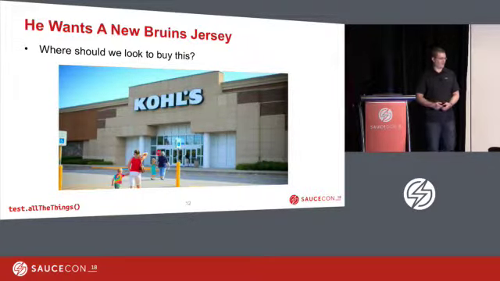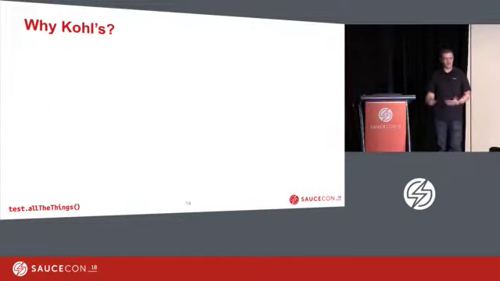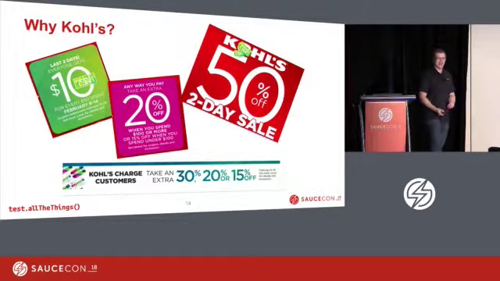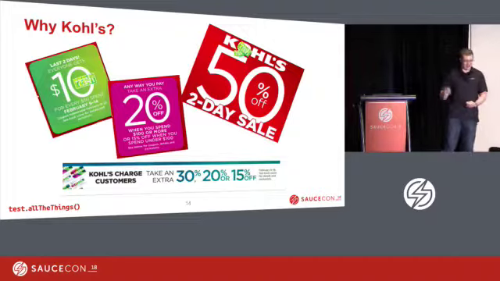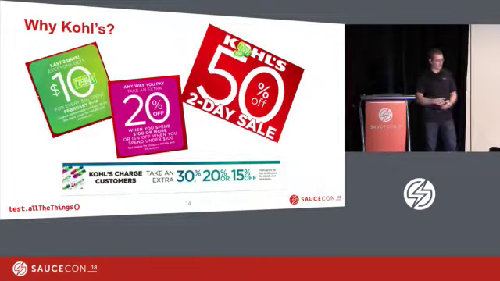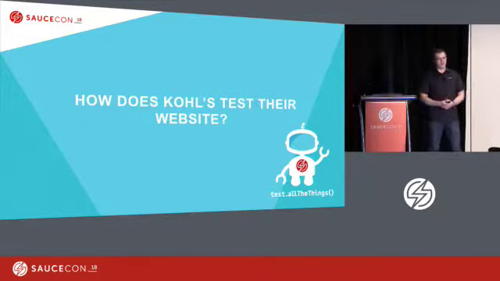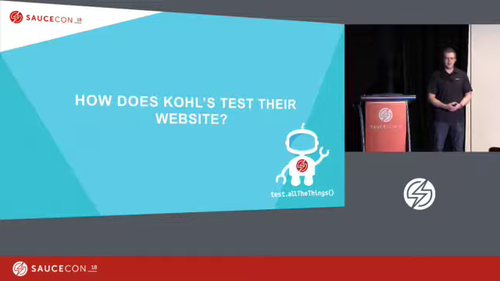Where are we going to go? Do I go here first, or to their website or their native apps? Why Kohl's? Why not go to the Boston Bruins shop or something like that? Well, this is why: I get bombarded with email coupons, I can use my Kohl's charge, and I get the stuff in my mailbox. So that sets up the scenario: I'm a consumer going to Kohl's to look for a hockey jersey for my son. How does Kohl's have confidence that their website is going to work and they can monetize my visit?